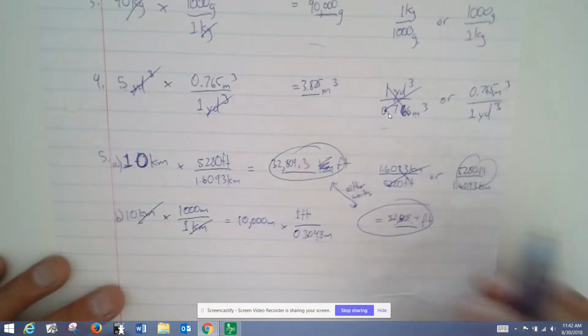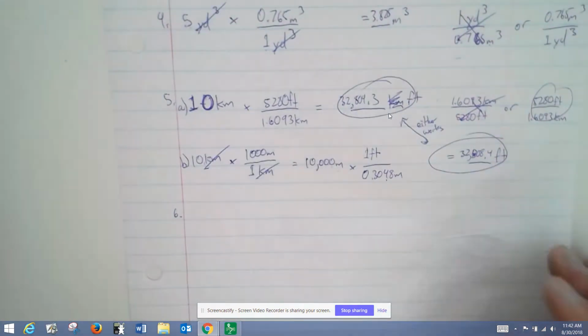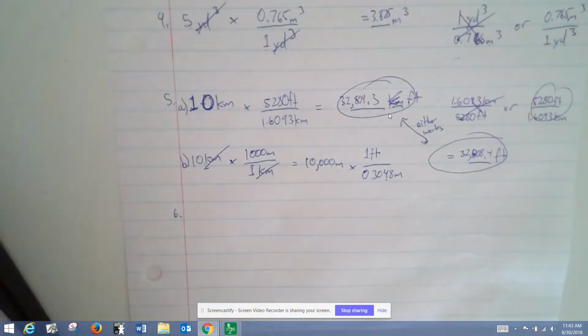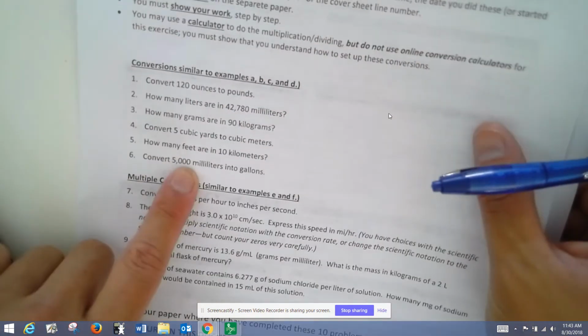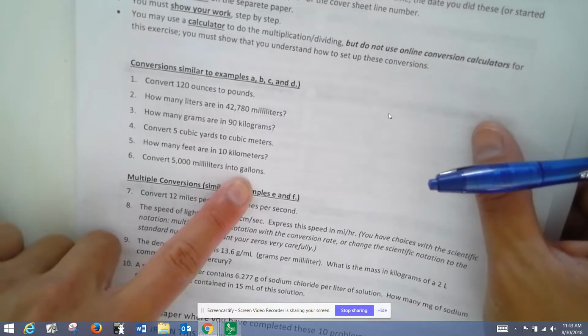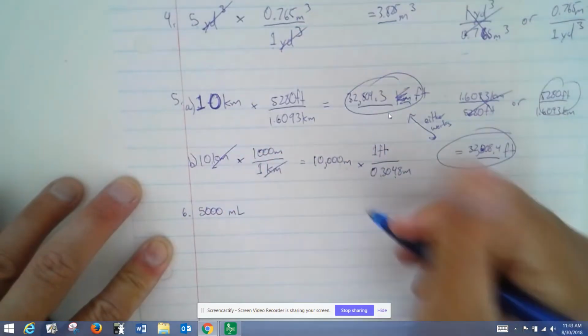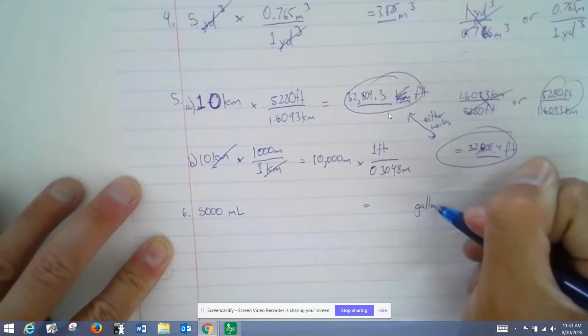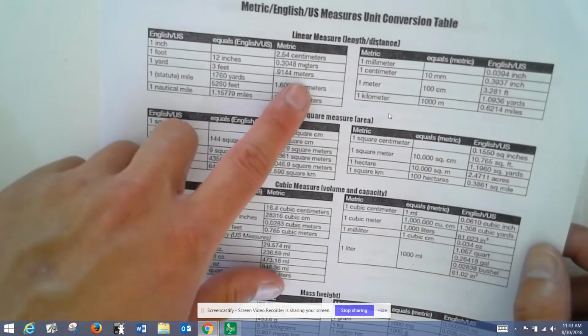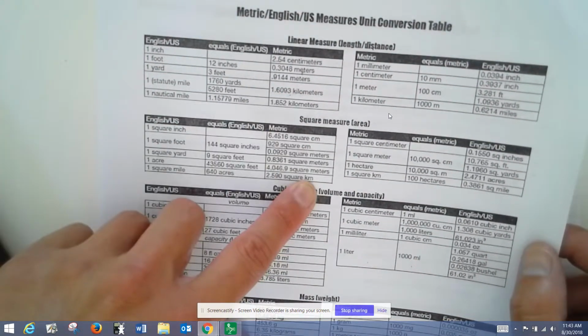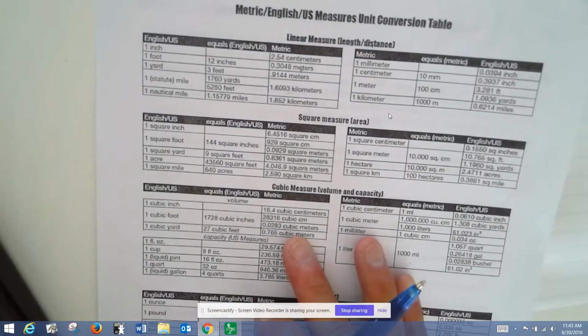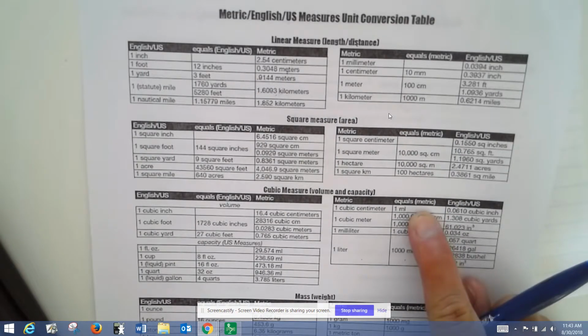All right, so then number 6, let's just go through one more: how many milliliters are there in gallons? We have 5,000 milliliters into gallons. We need to convert from milliliters to gallons. Milliliters and gallons are volume capacity, so it should be somewhere here. Let's take a look. I see milliliters, but I don't see anything in gallons, so that's not going to help.